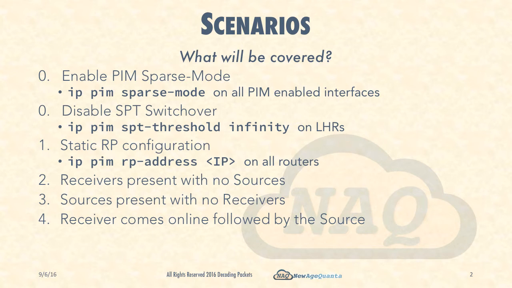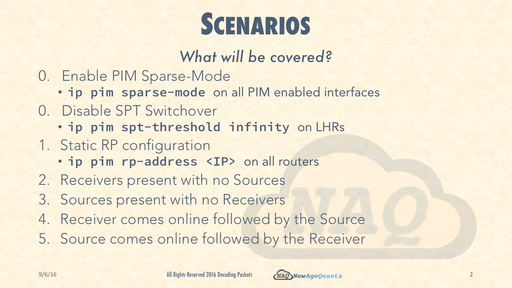We'll talk about scenario 2 followed by scenario 3. So the receiver comes online, registers itself, and then it's followed by the source. The source appears sometime later in the timeline. We'll do 3 followed by 2. So the source is present online already. It is sending a feed, and then a receiver registers itself with the last hop router.